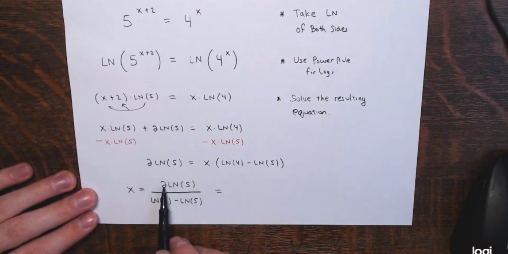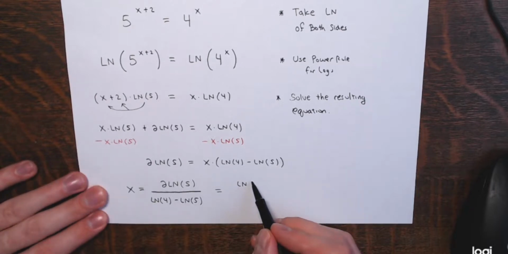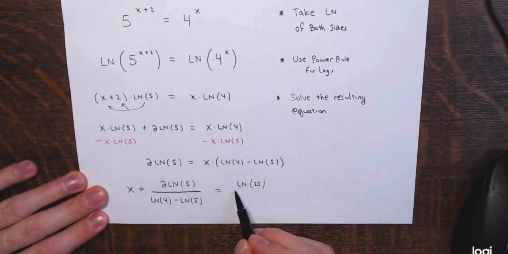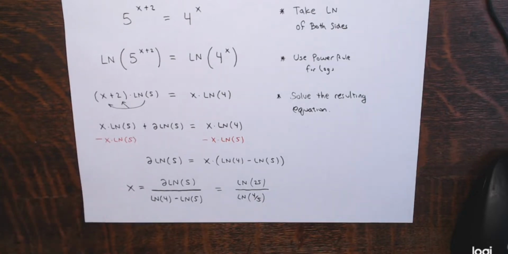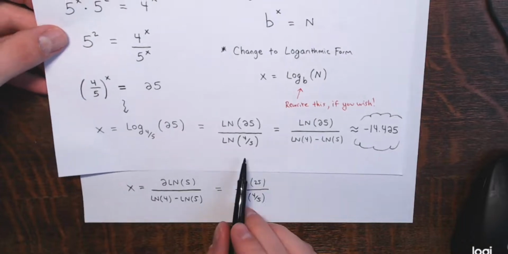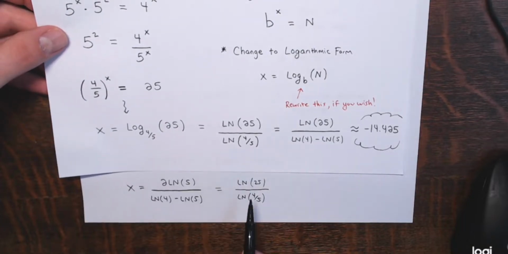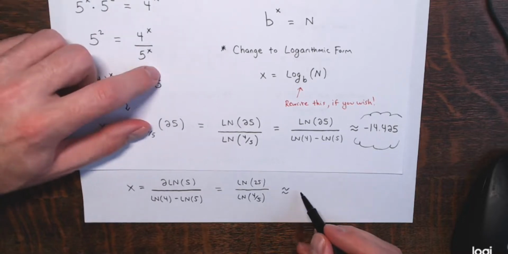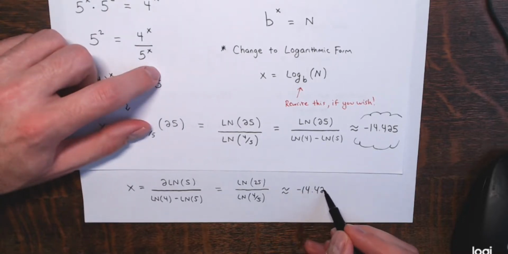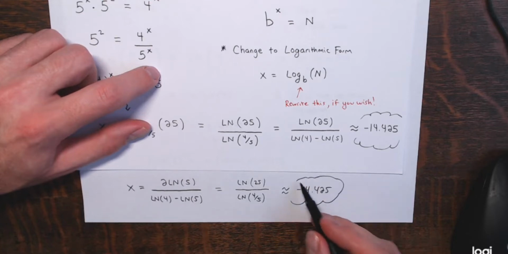Use the power rule for logs, put that 2 inside, make this the natural log of 5 squared or the natural log of 25 in the numerator. And I could use the quotient rule for logs. When you see two logs being subtracted, you can make that the log of a fraction, the natural log of 4/5 in the denominator. This is exactly what I got on the last page. Natural log of 25 divided by the natural log of 4/5. Approximately negative 14.425. Right? Or whatever they have you rounding it to.